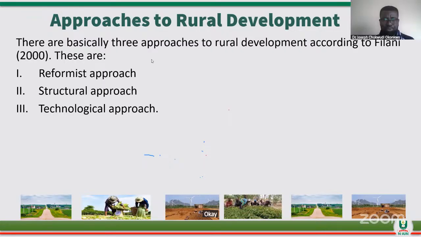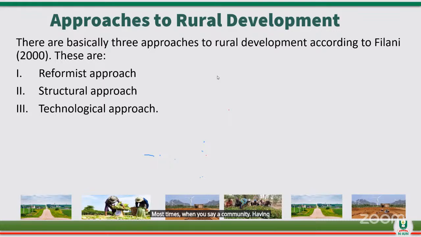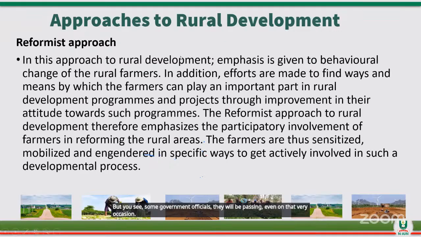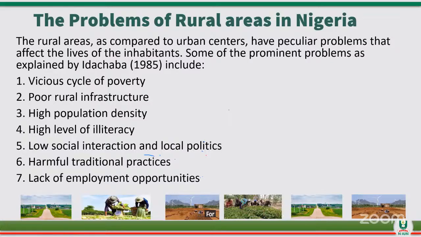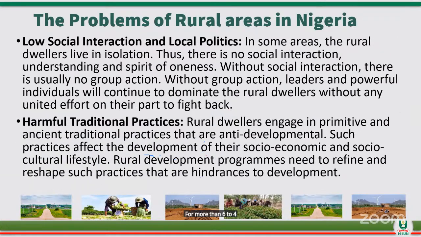Most times, when you see a community having one festival or the other, they will just block a major highway that connects state to state. But you see some government officials, they will be passing, even on that very occasion, they will just make a way for themselves and pass, and the road will be blocked for more than 4 to 6 hours. And government is not doing anything about it.